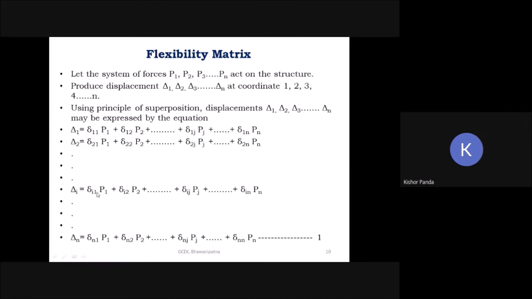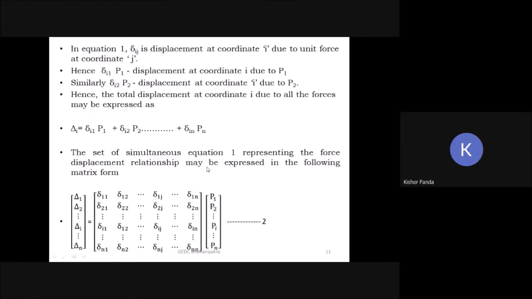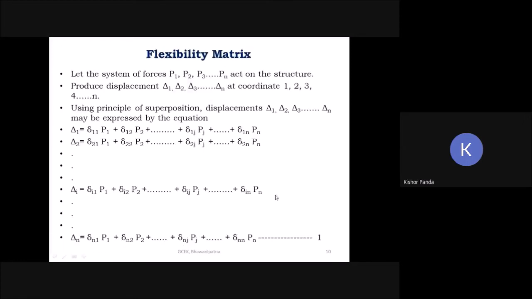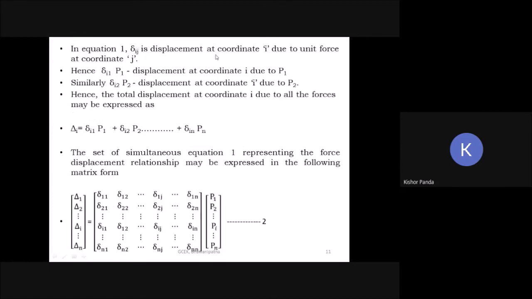So delta i is equal to delta i1 P1 plus delta i2 P2 plus delta ij Pj plus delta in Pn. You can write this in matrix form. In equation 1, delta ij is the displacement at coordinate i due to unit force at coordinate j. Already I have explained this one. So delta i1 P1 is the displacement at coordinate i due to P1, that is the force due to P1. Similarly, delta i2 P2 is the displacement at coordinate i due to P2.